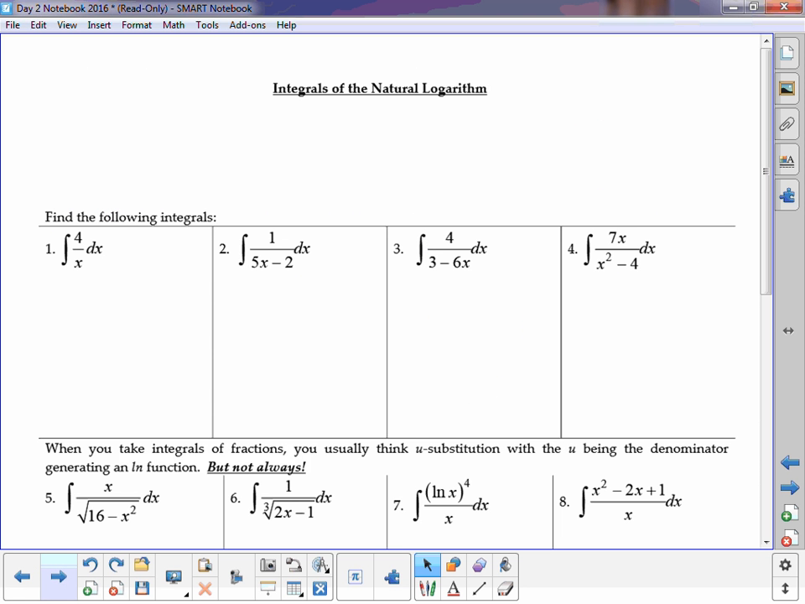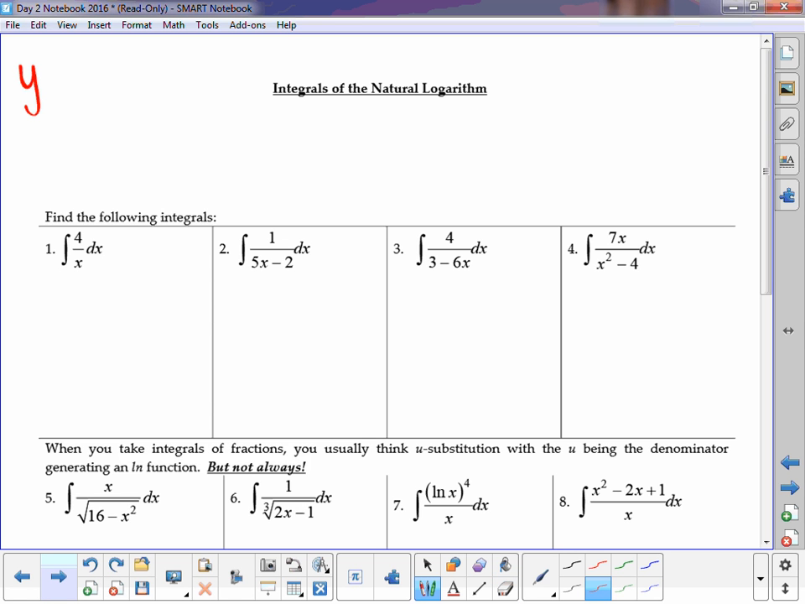All right, so it says integrals of the natural logarithm. Technically, we're not integrating natural log. We are just doing integration that deals with natural log. So in Calc AB we do not integrate natural log by itself. We are not doing that, but these are integrals that might result in a natural log.